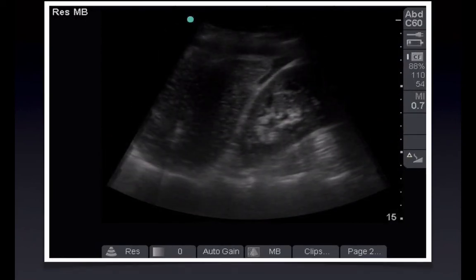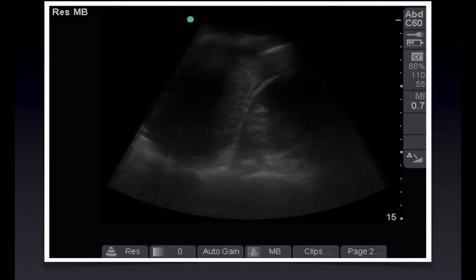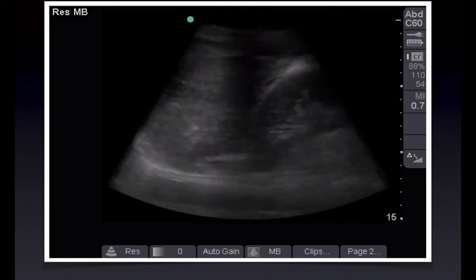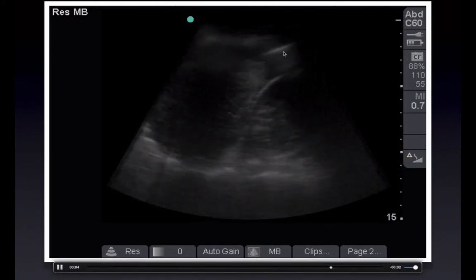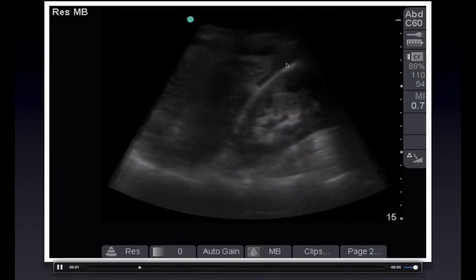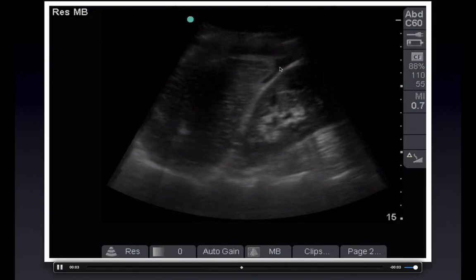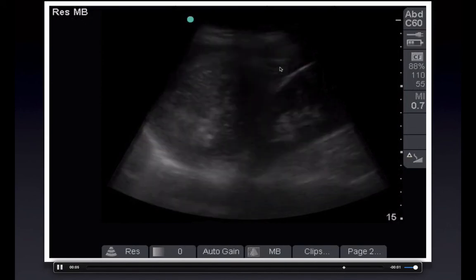Again, this is another view, splenorenal area, and then you can see there near the paracolic gutter, you see that anechoic area. That's another positive FAST exam.